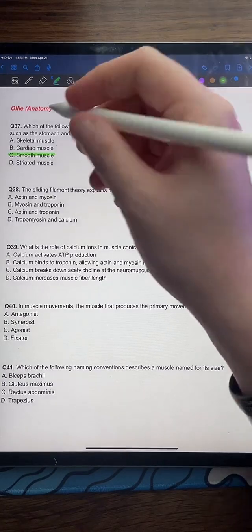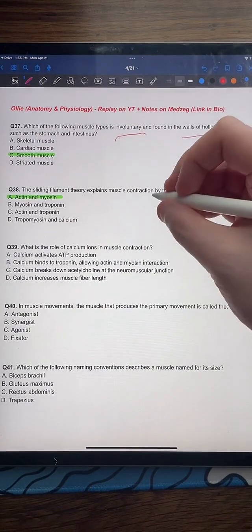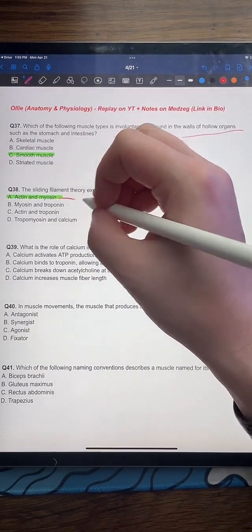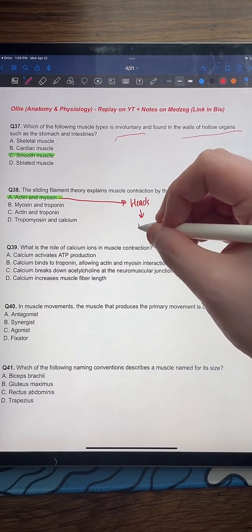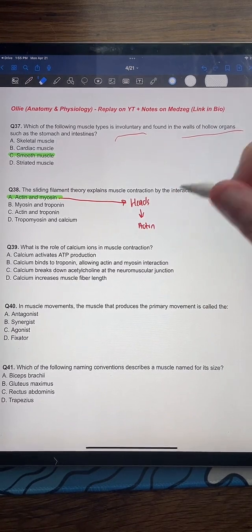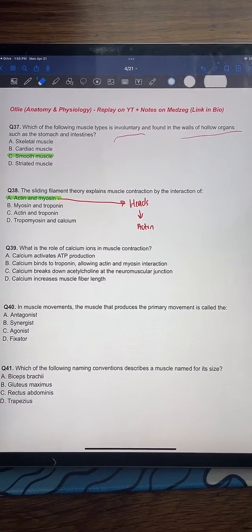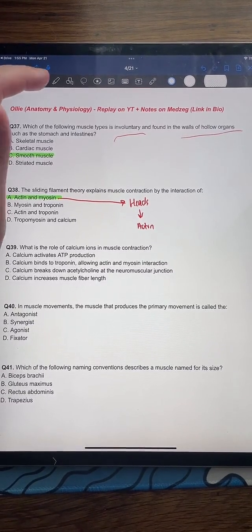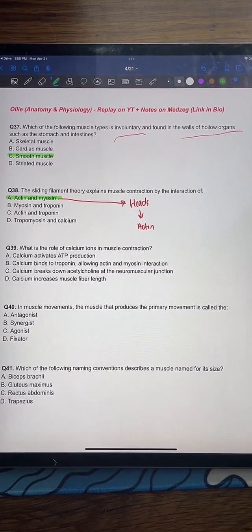The answer is A. It is actin and myosin. So myosin heads pull actin towards the center of the sarcomere, or the M line. Number 39, what is the role of calcium ions in muscle contraction?